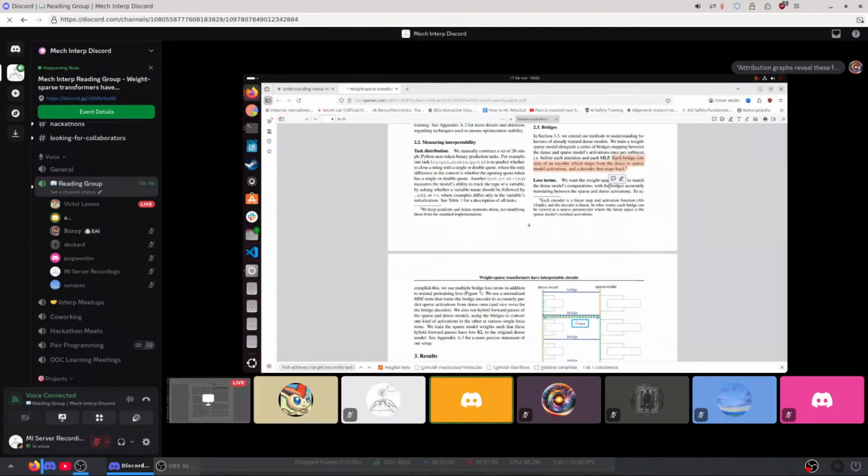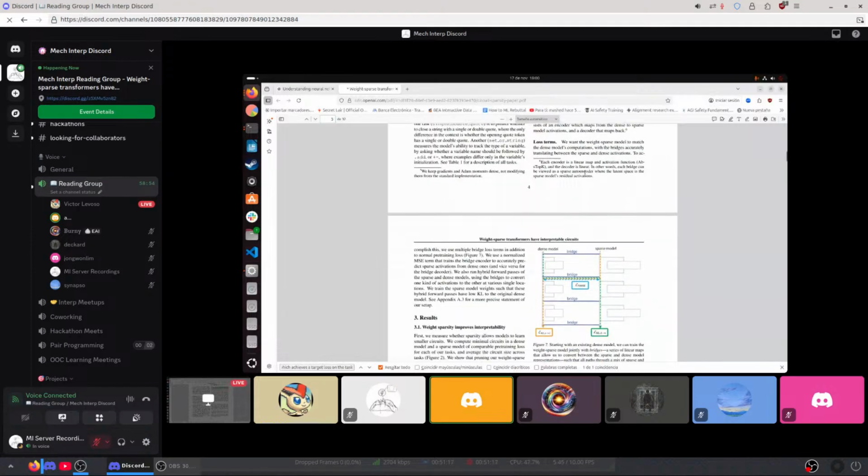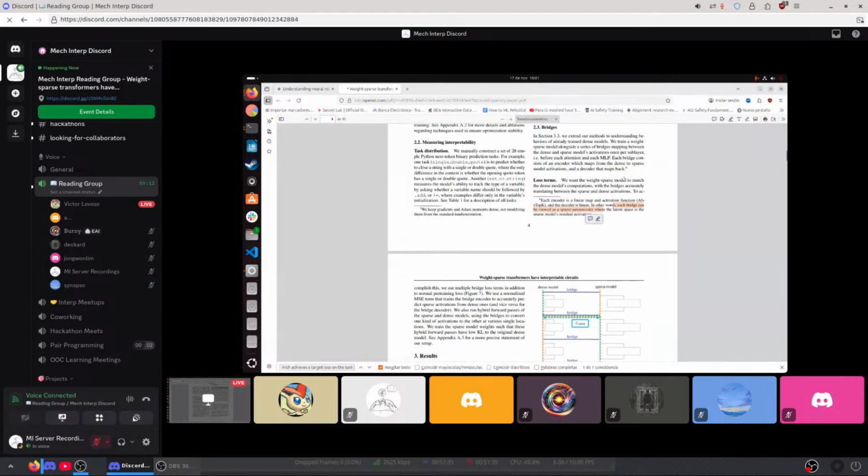Yeah, no, they say that it does seem very much like a sparse autoencoder, like if you look at the note they have at the bottom. Each bridge can be viewed as a sparse encoder where the latent space is the sparse encoder activation. So they are training the sparse model as a series of bridges.